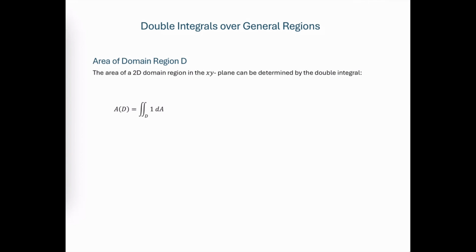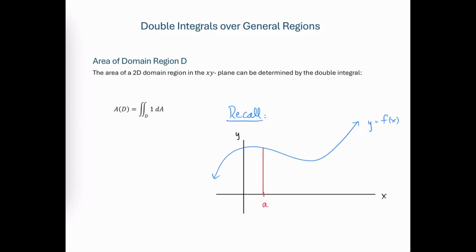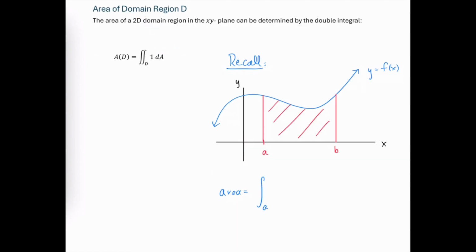We're now going to show how we can use a double integral to evaluate the area of a two-dimensional domain region. Let's recall that in Calculus 1, we used a single integral to calculate the area underneath a curve, or a two-dimensional region in the xy plane. The area underneath this curve could be determined by evaluating a single integral from a to b of our essentially ceiling function f at x dx.